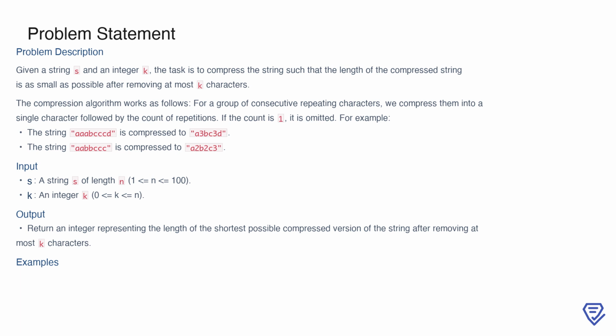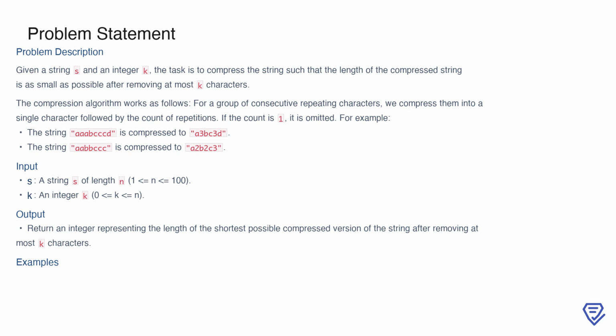For instance, the string aaabccc becomes a3bc3 because the group of 3 a's is reduced to a3, the b stands alone since there's only one, and the group of 3 c's is represented as c3. Similarly, the string aabbcc compresses to a2b2c2, because each consecutive group is replaced by the character and its count.